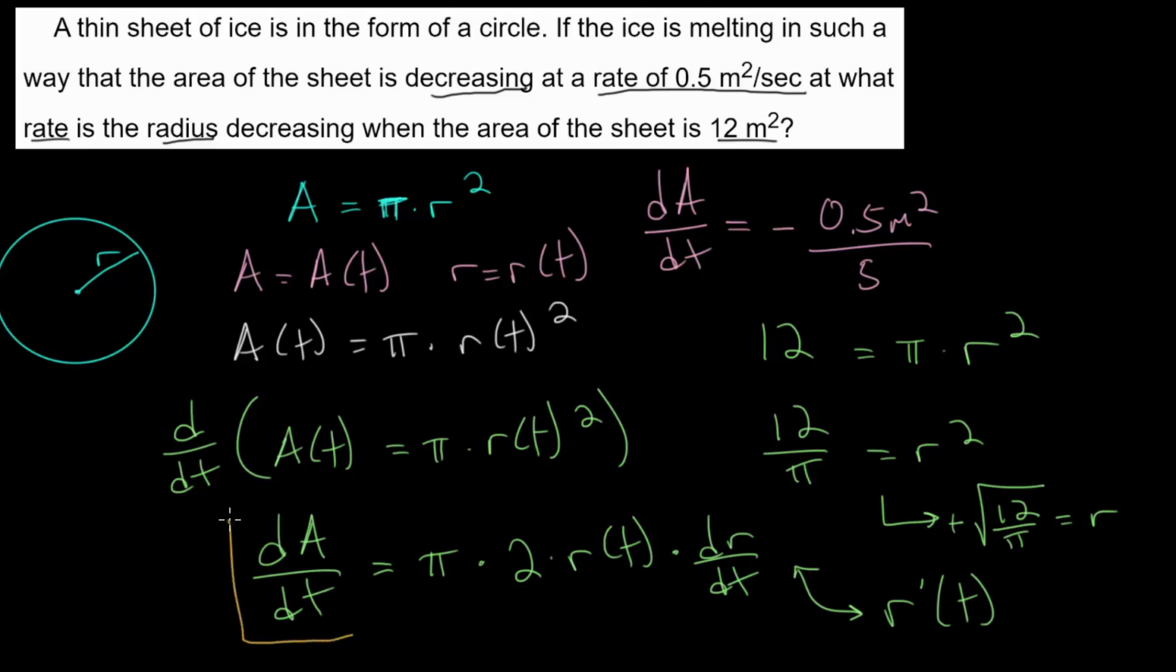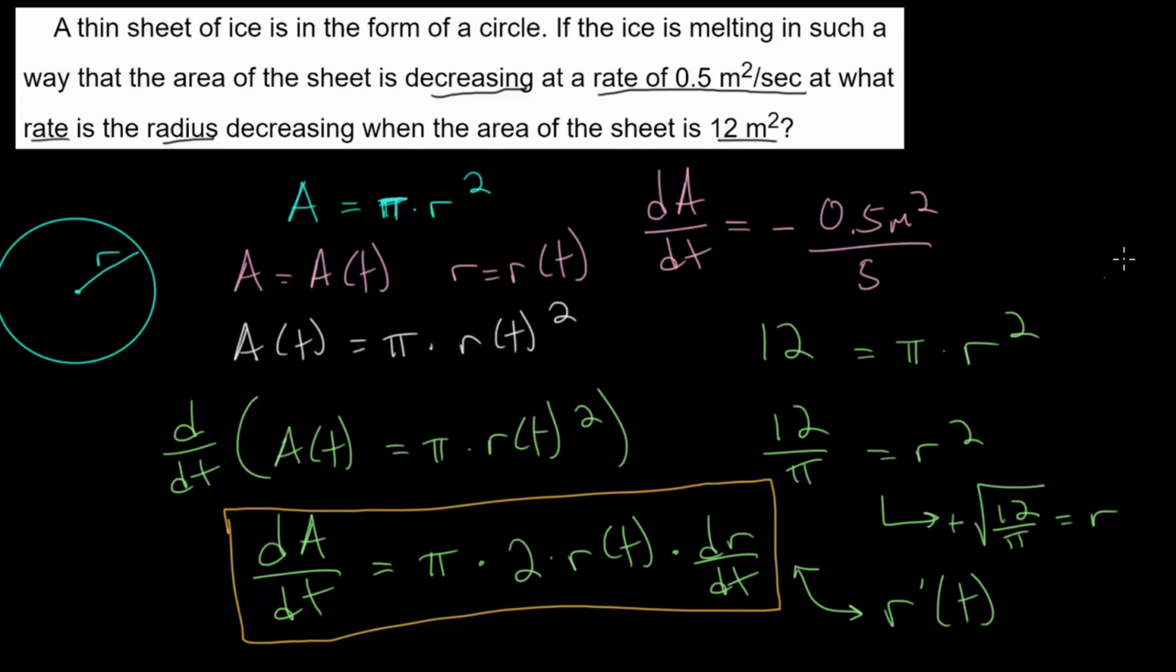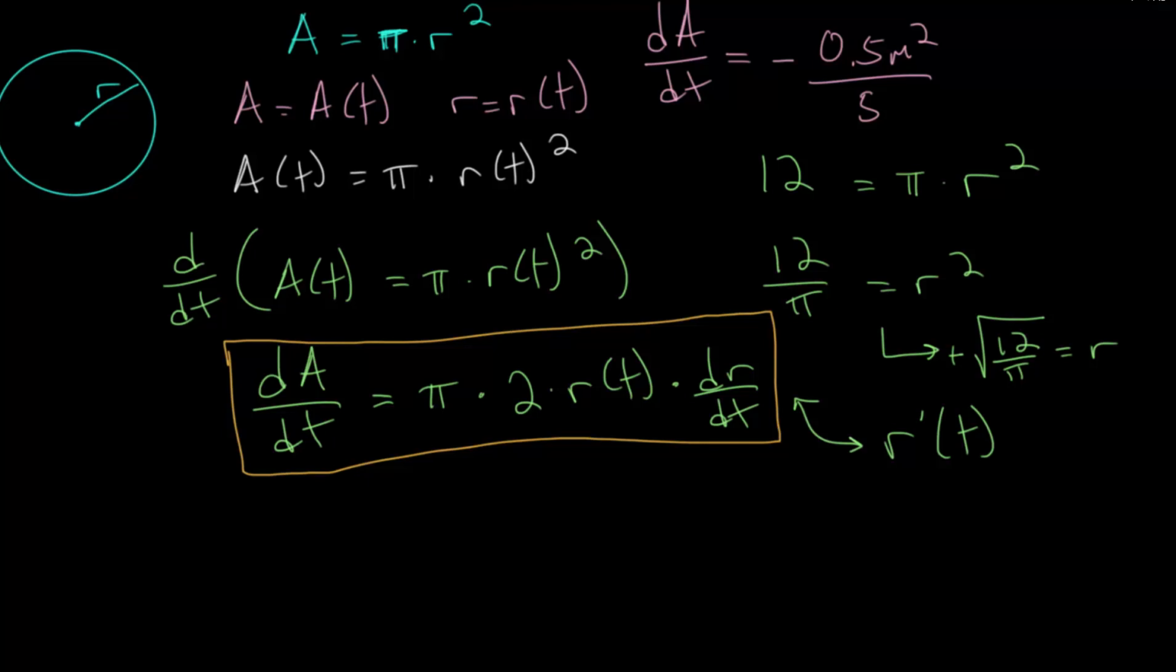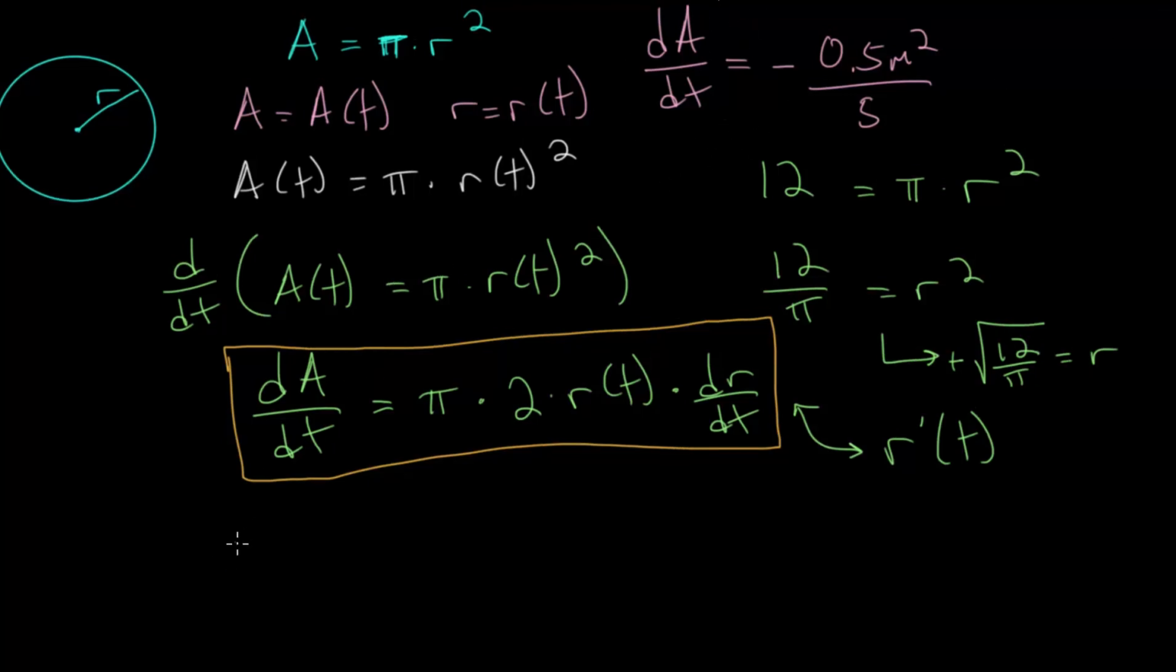So this equation right here is relating the rate at which the area is changing to the rate at which the radius is changing. And we're dealing with a scenario when the area of the sheet is 12 square meters. And at that time, we know what r of t is. We figured out that the radius when the area is 12 square meters is this value here, the square root of 12 over pi. So let's substitute that in, as well as our rate of change of the area. We have the rate of change of the area with respect to time would be minus 0.5, and I will drop the units here, but you can certainly keep those.